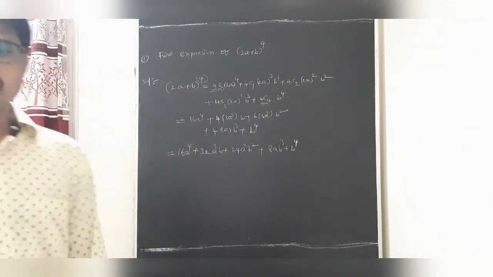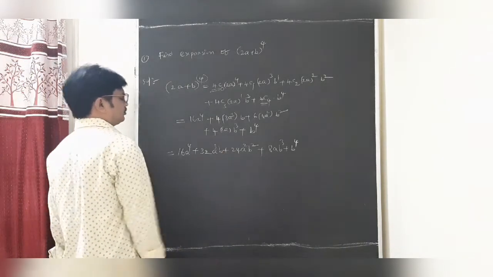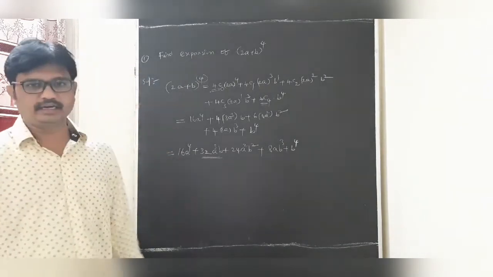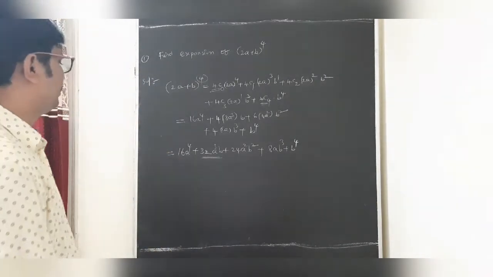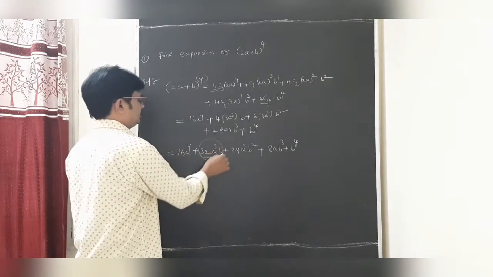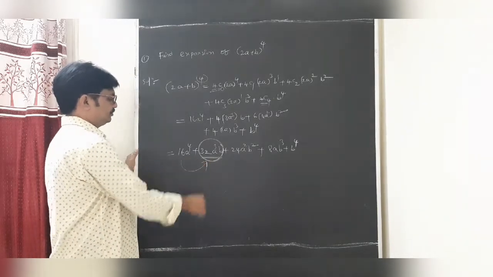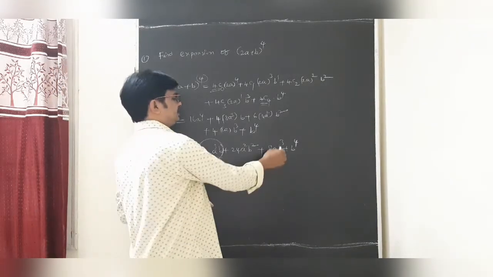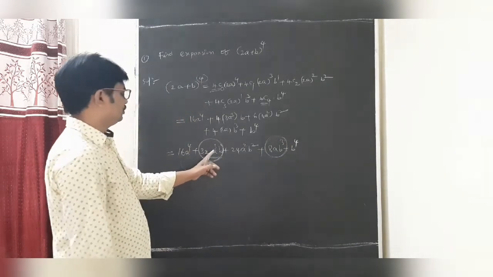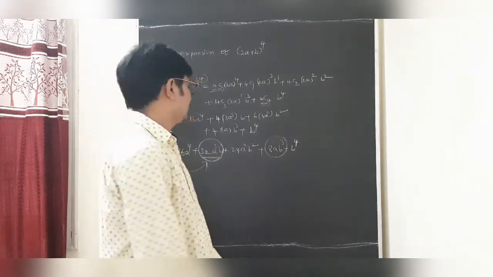My dear students, how to find the second term directly? Just remember it, students. This is the second term from the beginning, and this is the second term from the ending. So these are 32a cube b and this is 8a cube. Just remember it, students.